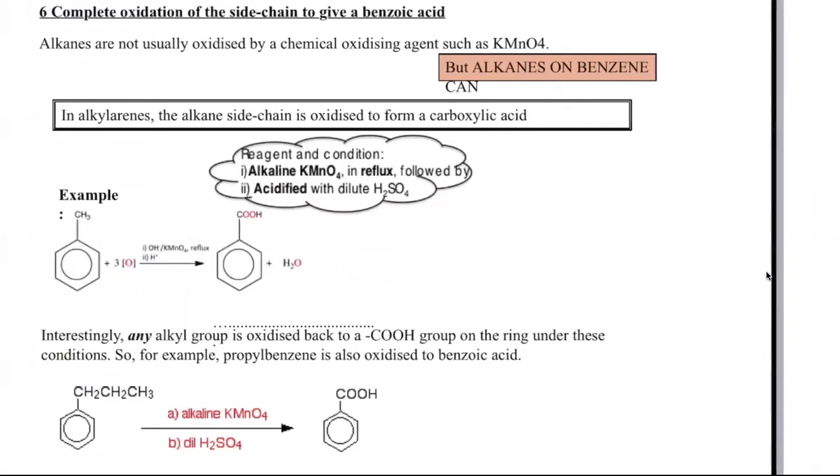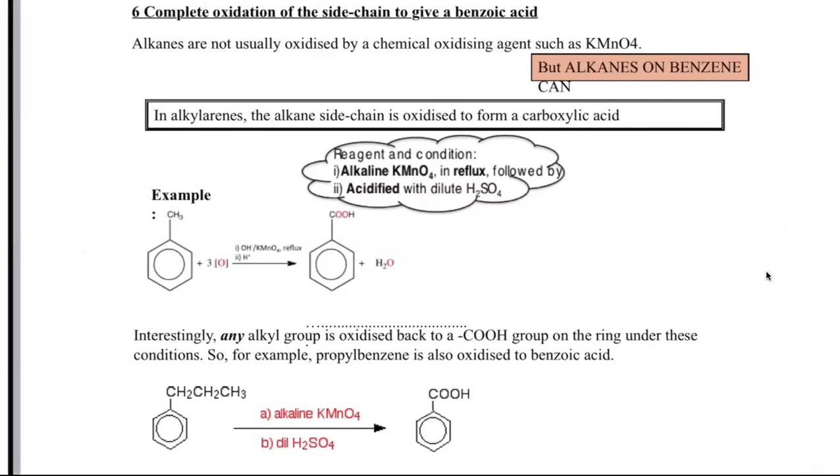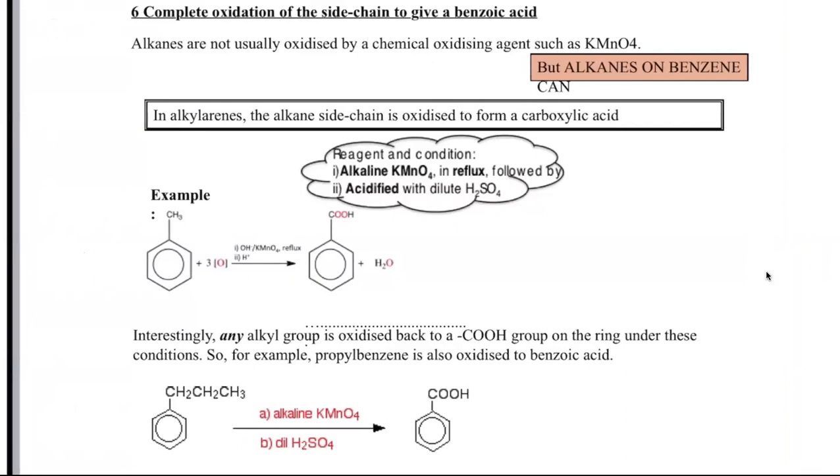So we call this an alkyl arene. This alkyl arene means you have an alkyl group, which is your CH3, and then your arene is the benzene ring. Now, arene is a functional group, and benzene is the simplest one. So in alkyl arenes, the side chain, which is the alkyl group, can be oxidized. When they are oxidized, they form carboxylic acid.